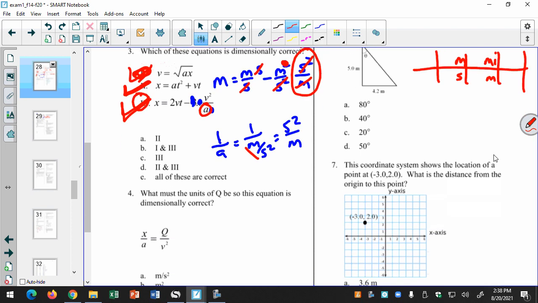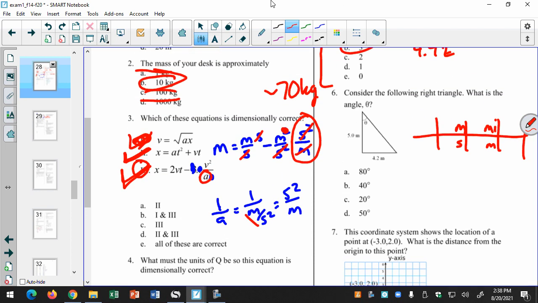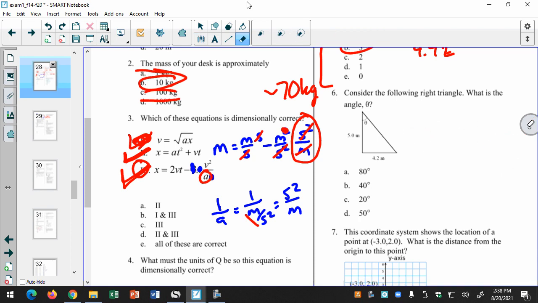Trig. Let's look at trig just a little bit. So you will have 1 or 2 trig questions on the quiz and probably 2 or 3 questions on the test. So just know your SOHCAHTOA, know your Pythagorean theorem.